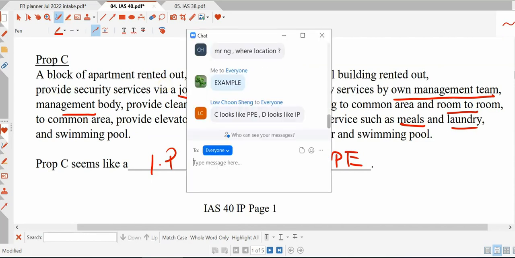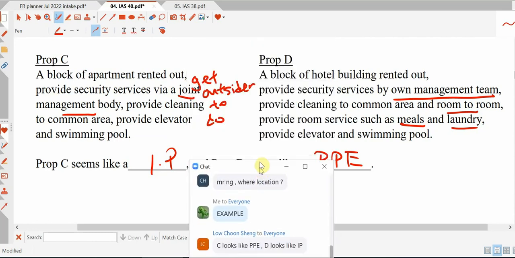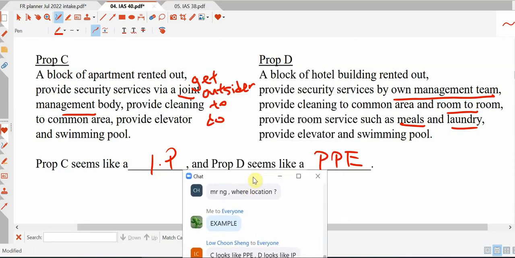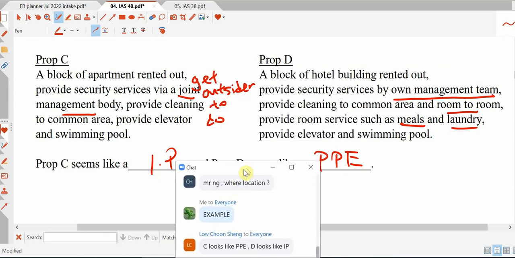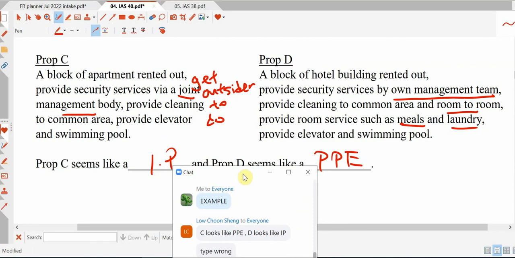Okay, got message. How come the other way around? Chen Xing, will you want to review back your answer? Because your answer is the other way around, different from mine. C involvement is not as serious as Dongki. Because as you look at the cleaning room to room itself already can be a deciding point. Normally when you rent things out, you don't clean room. You don't go inside the house to help them with the cleaning.